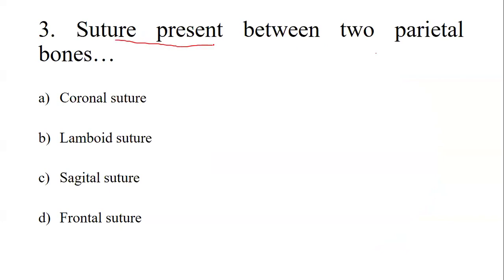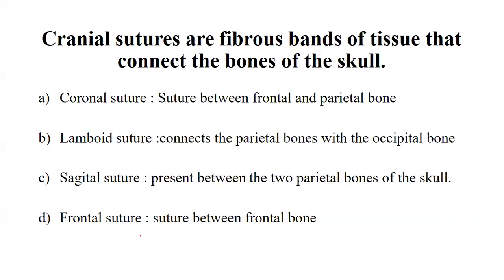Next question. Suture present between two parietal bones. The options are coronal suture, lumbar suture, sagittal suture, and frontal suture. So we know that cranial sutures are the fibrous bands of tissue which connect the bones within the skull. First is coronal suture, which is the suture present between the frontal and parietal bone.